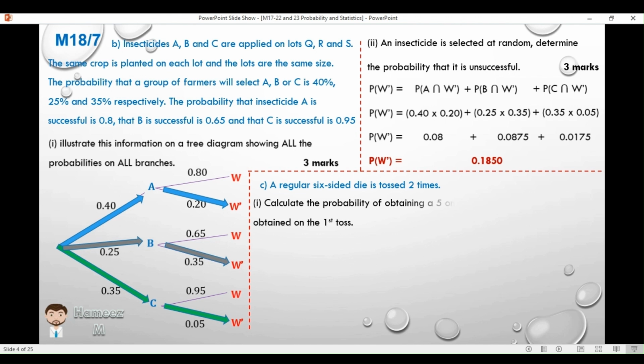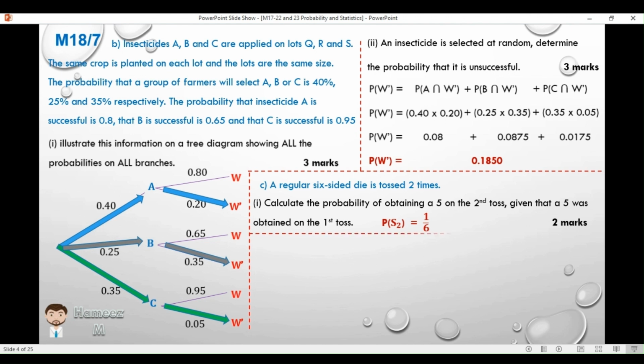So part 1, calculate the probability of obtaining a 5 on the second toss, given that a 5 was obtained on the first toss. Now, if we recognize it's the same die, after we roll it the first time and get a 5, what is the probability of getting a next 5? These two things are completely independent of each other. As such, the probability of getting a 5 on the second toss is 1 out of 6, because 5 is one outcome out of a possible 6 outcomes, and it's independent from the first toss.